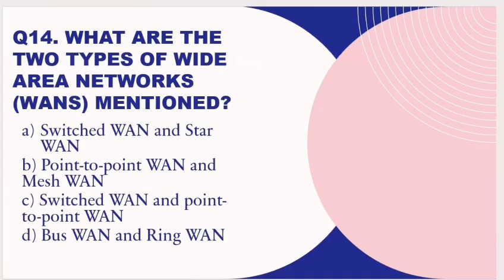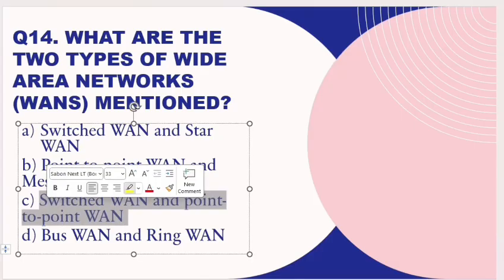Moving on to our question number 14. What are the two types of wide area network, WAN, mentioned? Option A, switched WAN and star WAN. Option B, point to point WAN and mesh WAN. Option C, switched WAN and point to point WAN. Option D, bus WAN and ring WAN. So the right answer for this is option C, switched WAN and point to point WAN.